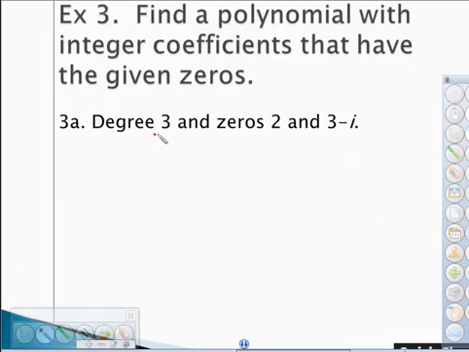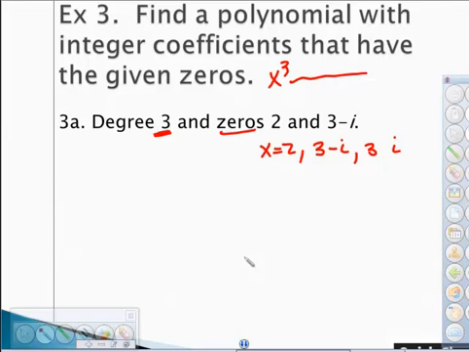All right, so first off, it says it's a degree of 3. So I know that it's going to be like x cubed, blah, blah, blah, right? It says that the solutions, or the zeros, are x equals 2, and then the other one is going to be 3 minus i. Now, if 3 minus i, since this is complex, is a solution, I also know that 3 plus i is going to be a solution as well, right? Because these are both conjugates. All right, so the first one's going to be x minus 2.